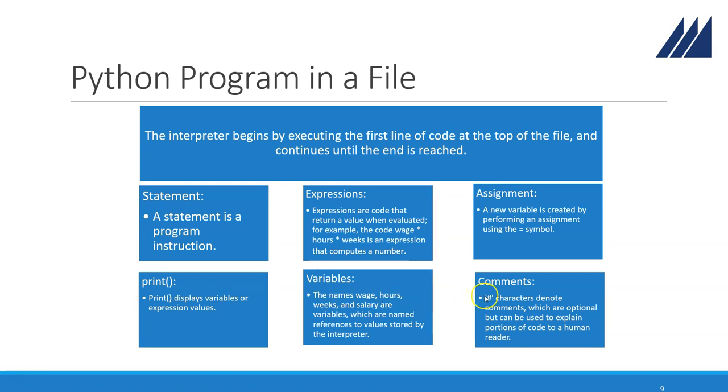Also, we have comments, which are very, very important. Comments are lines that you type yourself to explain what's going on in the program, and these comments are not going to be executed. Why are they not going to be executed? Because they start with a hashtag. So when the interpreter goes through your program file to execute line by line, if the line starts with a hashtag, it's going to be considered a comment and is going to be skipped. So it's not going to be executed.